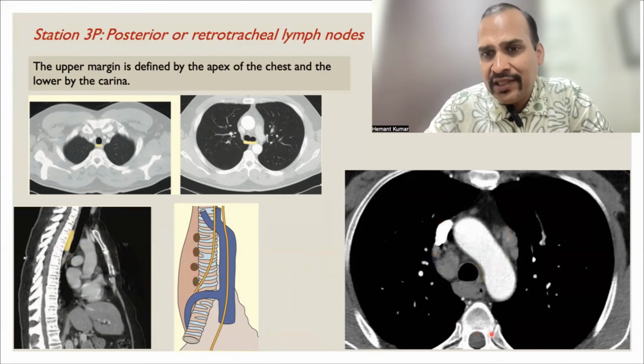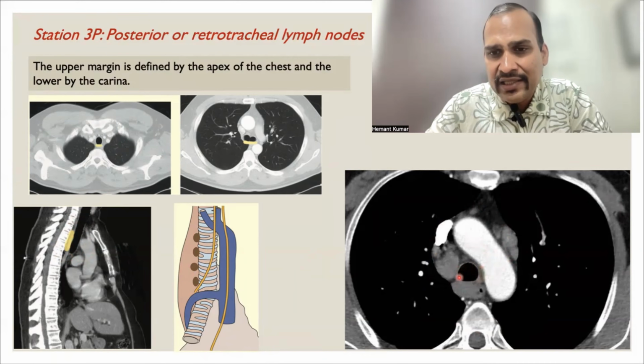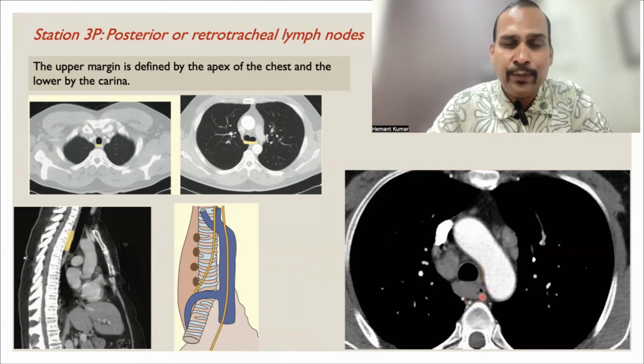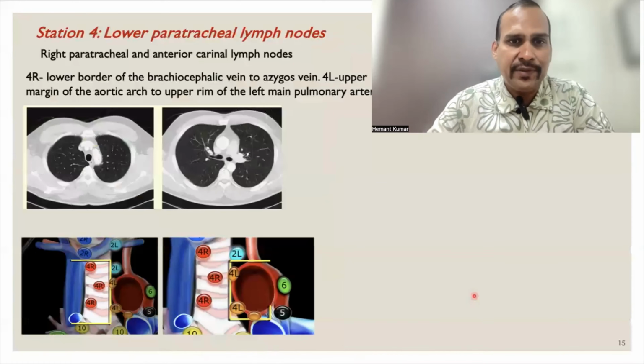So in this CT scan, you can identify this is the arch of aorta, this is the trachea, just behind the trachea, in front of the vertebral column. This is the vertebrae. So prevertebral or retrotracheal, this node is 3P, or posterior node, 3P. Okay, so this is 3P.